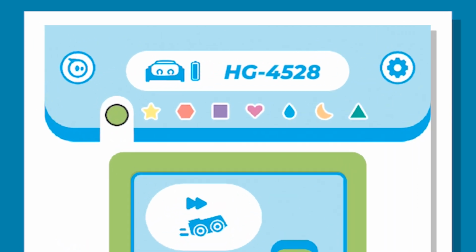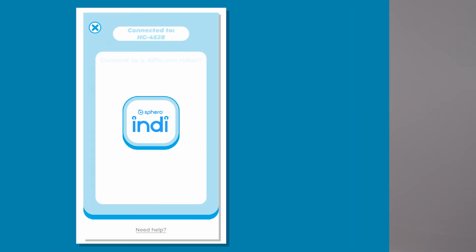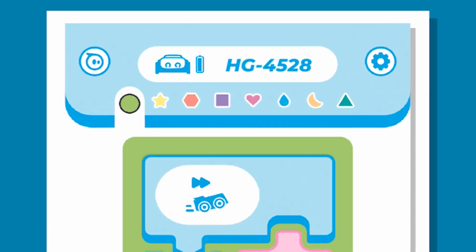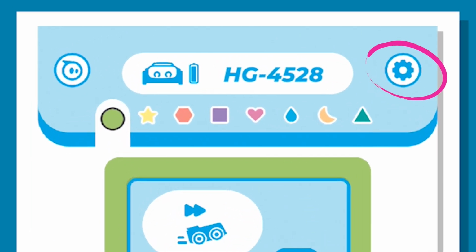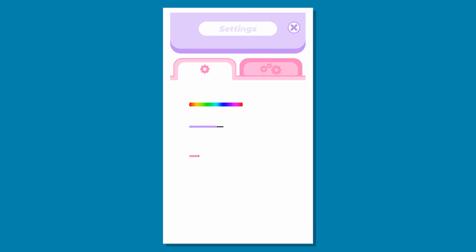Oops, your Indi gets connected to the wrong device. All you need to do is tap the Sphero face in the top left-hand corner to reconnect your Indi. The cog in the top right-hand side of your screen is your Indi settings. Here you can change Indi's LEDs, maximum speed and volume.